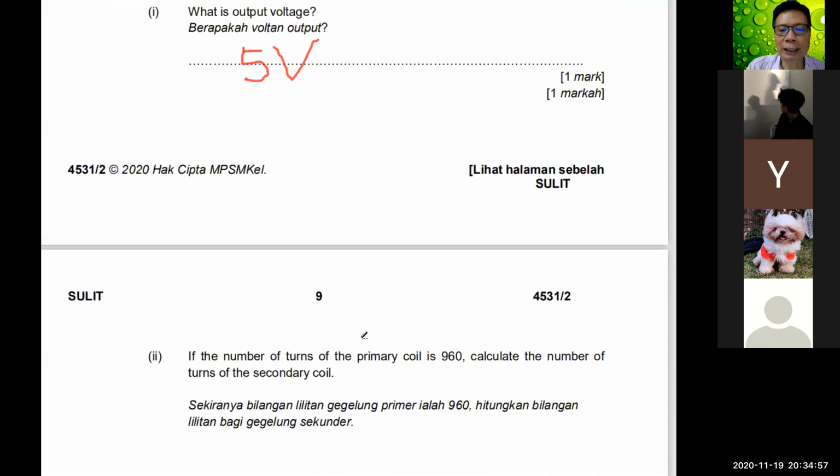If the number of turns of the primary coil, NP, is 960, calculate the number of turns of the secondary coil. So you're asked to find NS. Given NP, find NS. So what is the formula now? You remember or not? You have NP, NS, VS, VP, like that. What is the formula?